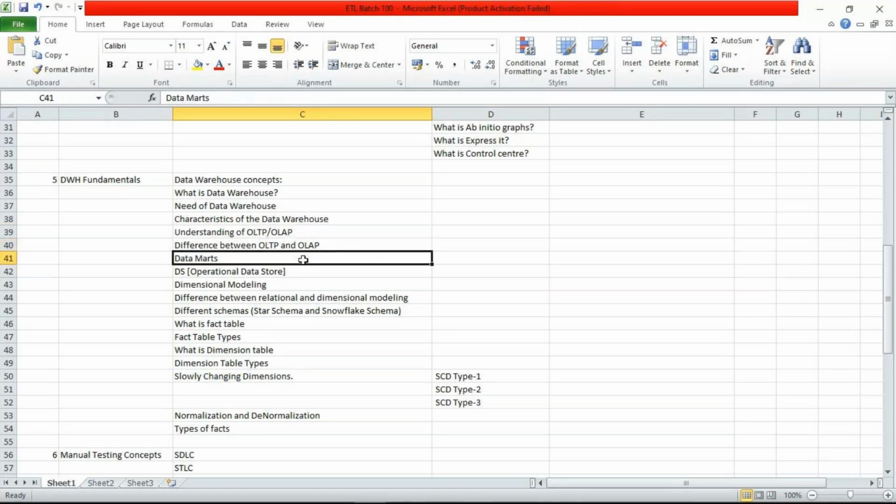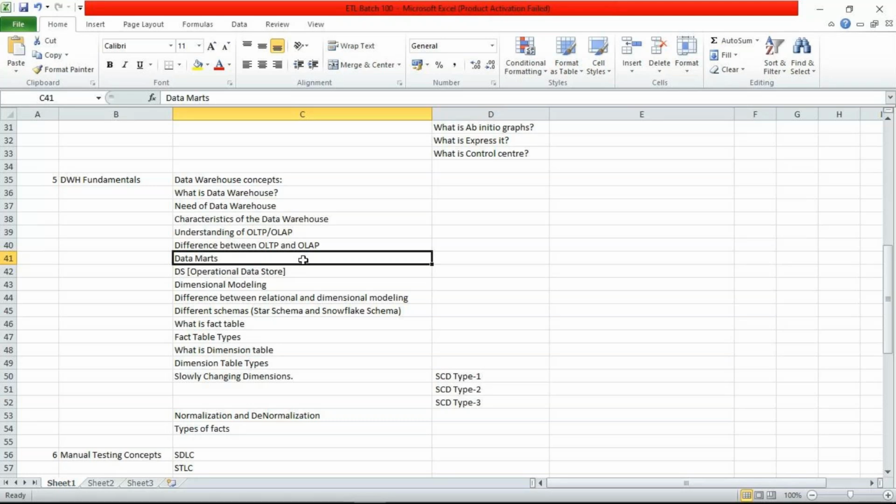So what are data marts? Data marts are nothing but small chunks of data stored in the data warehouse. A data warehouse is a big warehouse. Let's consider a data warehouse as a huge room, and in that huge room there are small rooms again, and these small rooms are nothing but data marts. So a small set of data marts consists in one data warehouse.